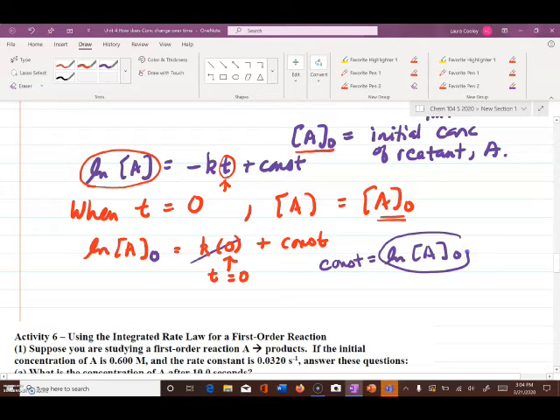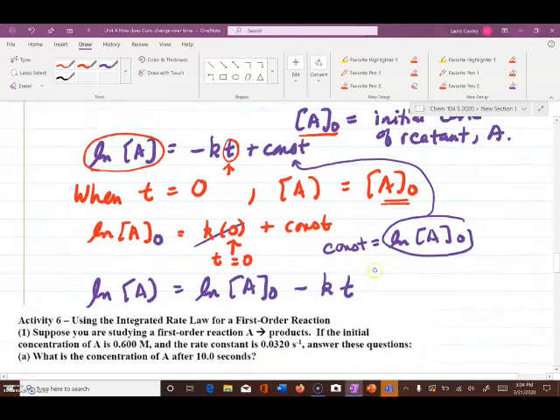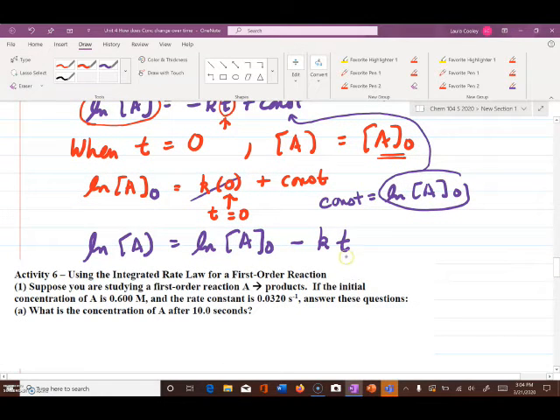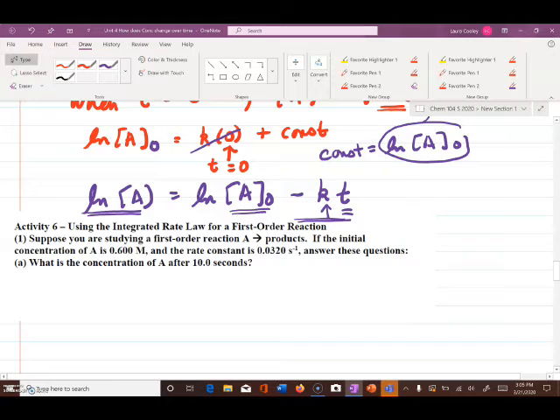So I can substitute that back into the equation over here, and I end up with the log of A is the log of the initial concentration of A minus k times t. So that means I can put in any time I want, multiply it by the rate constant k, and subtract that from the natural log of the initial concentration of A, and I will get the natural log of A. Now, we're going to practice using this equation, so don't get all scared about it.